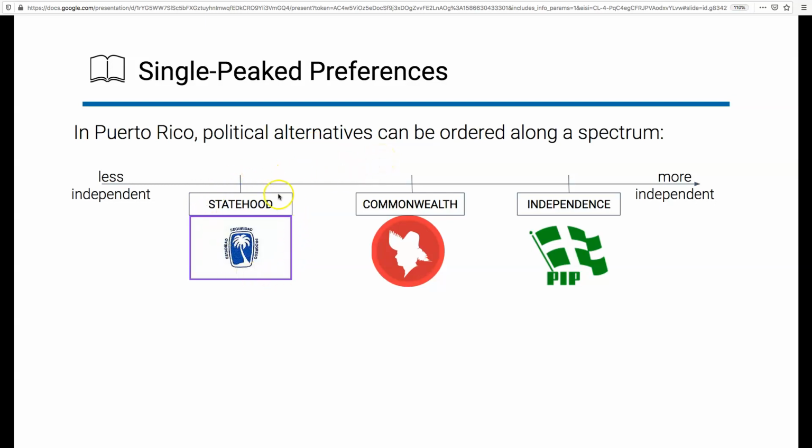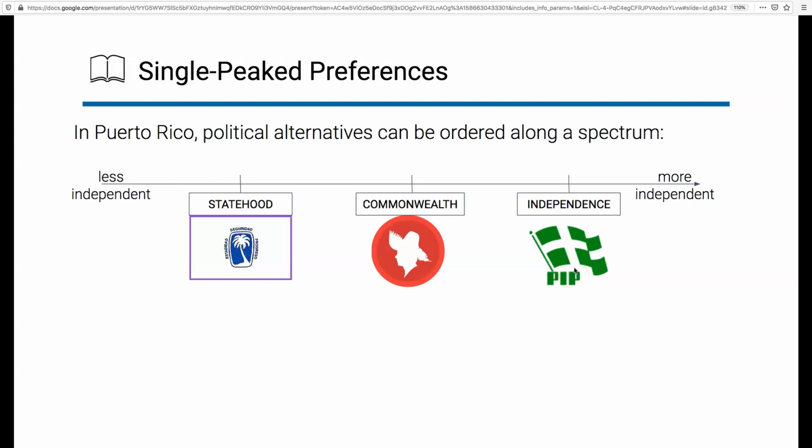There is a party that advocates for statehood, that says that Puerto Rico has to become a state and get all the rights and responsibilities of a US state. There is a second political party that advocates for the current status quo, or maybe with some alterations to it. And so that state of affairs is called the Commonwealth, where Puerto Rico is associated with the United States, but has some degree of independence. And there is a party that advocates for complete independence from the United States. So these people would want Puerto Rico to be an independent country.